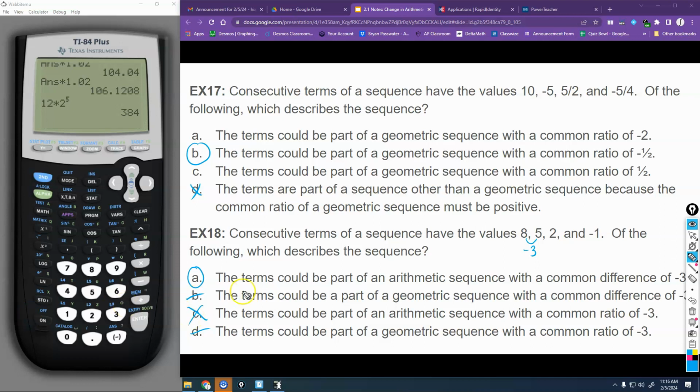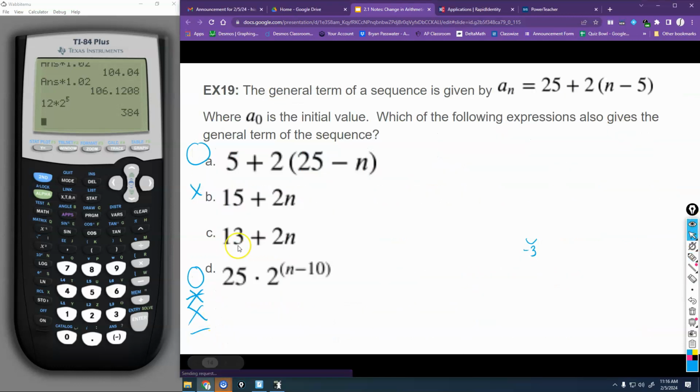Same thing for B. B is false no matter what the situation because geometric sequences do not have common differences, right? Geometric is always the ratio. Arithmetic is always the common difference for that. So very good on those.